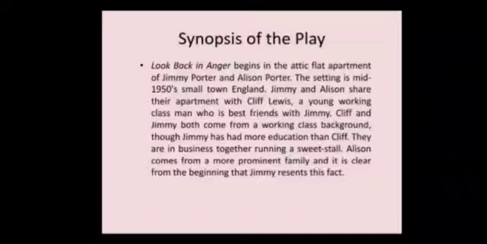Jimmy and Alison share their apartment with their common friend Cliff Lewis, a young working-class man who is a best friend of Jimmy. Now, Cliff and Jimmy both are coming from a working-class background, though Jimmy has more education than Cliff. He is a university graduate. And they are jointly running a sweet stall as a small business enterprise. But on the other hand, Jimmy's wife Alison comes from a more prominent and prestigious family, which is clearly shown from the beginning of the play, and Jimmy resents this very fact.